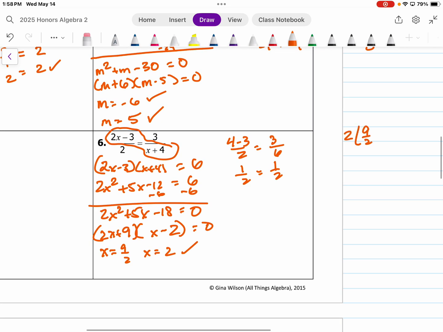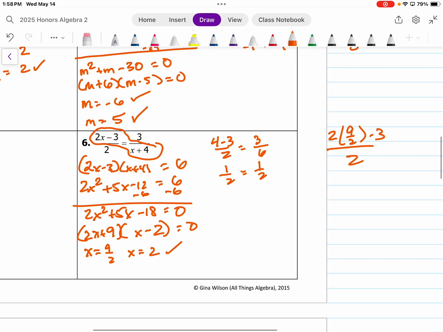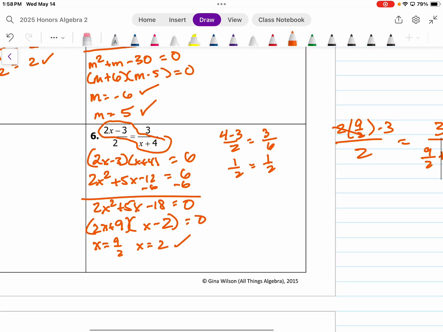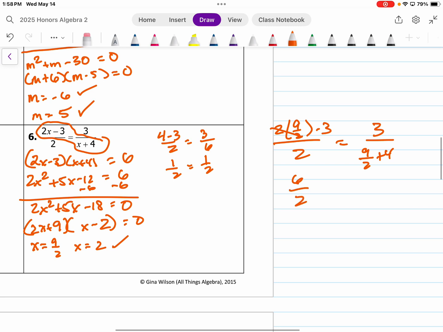The 9 halves gets ugly. 2 times 9 halves minus 3 over 2 equals 3 over 9 halves plus 4. So the 2's cancel, and I get 9 minus 3 is 6 over 2. On the here, 4 is really 8 over 2. So that would give me 3 over 17 halves, right? I'm double checking to make sure I didn't write anything down wrong. All right, that would flip over. That gives me 6 halves equal to 6/17.